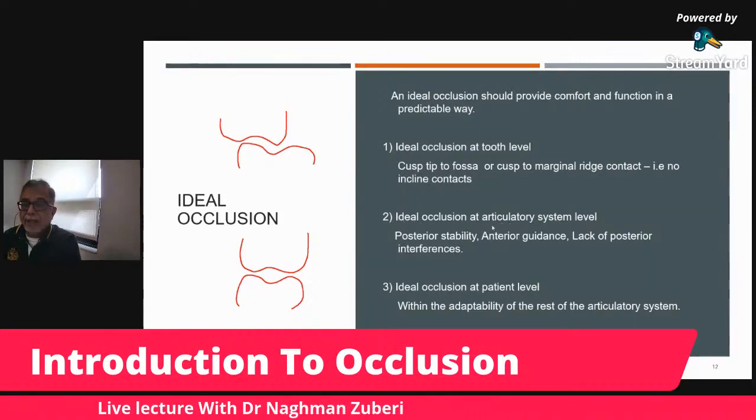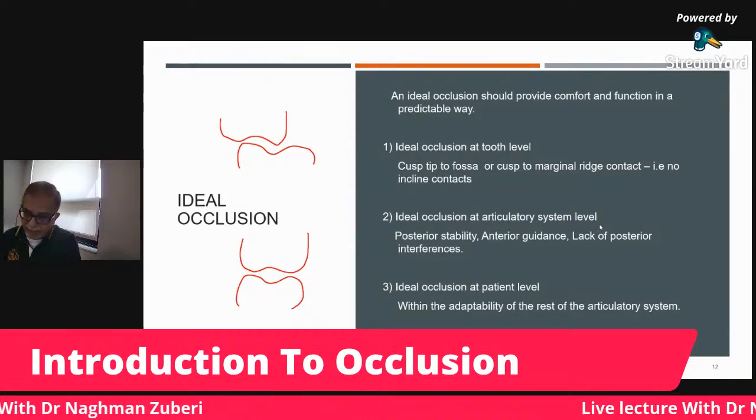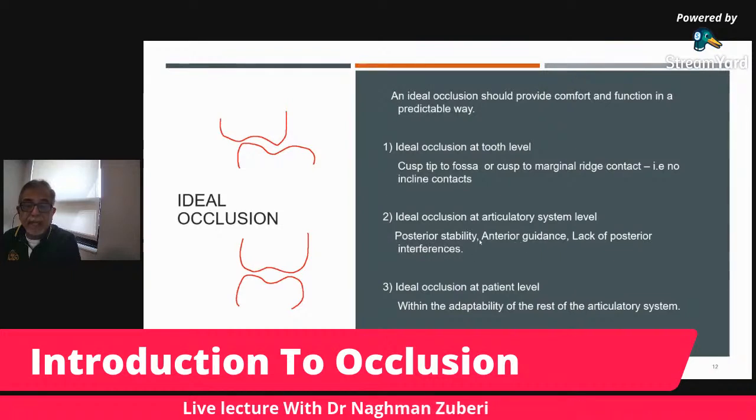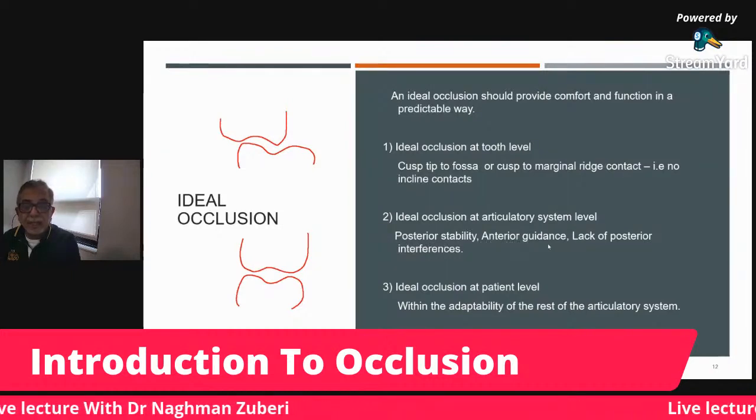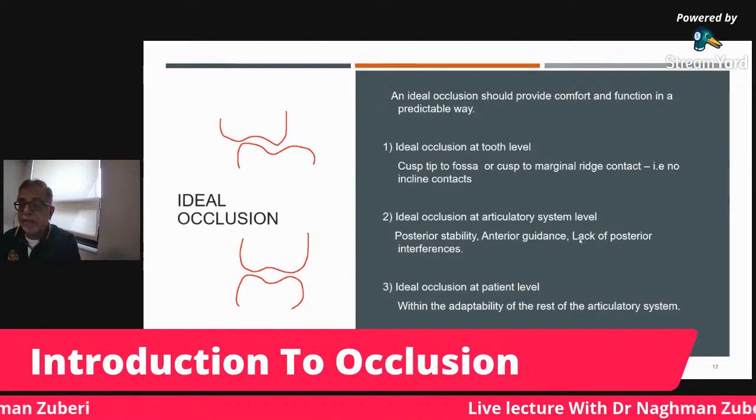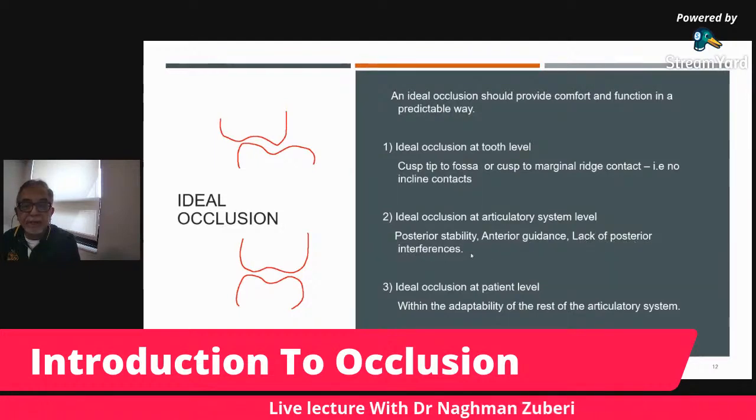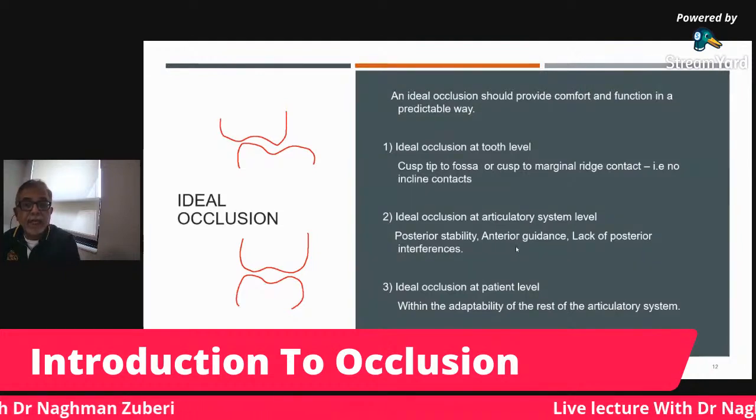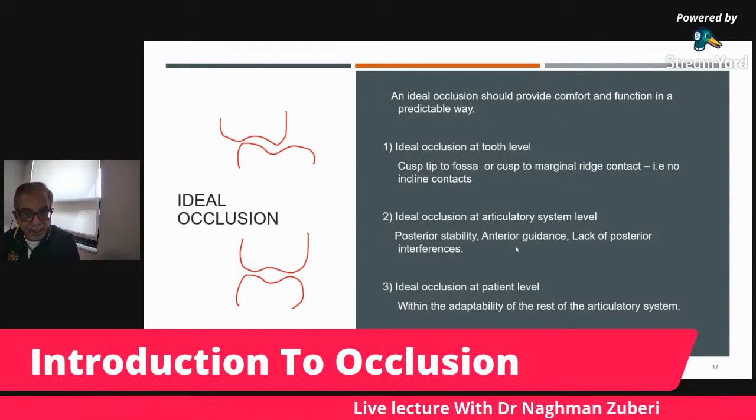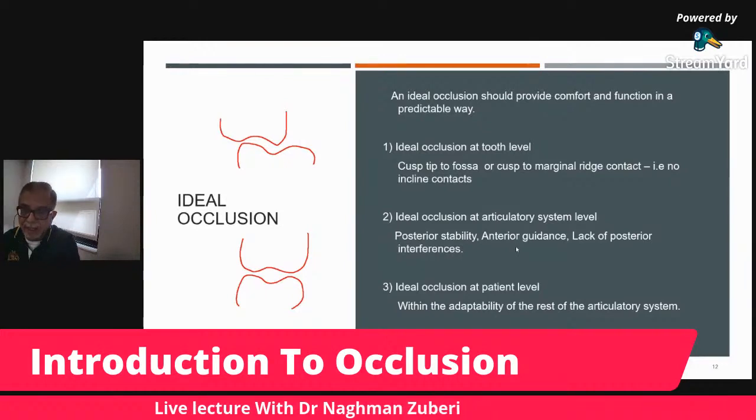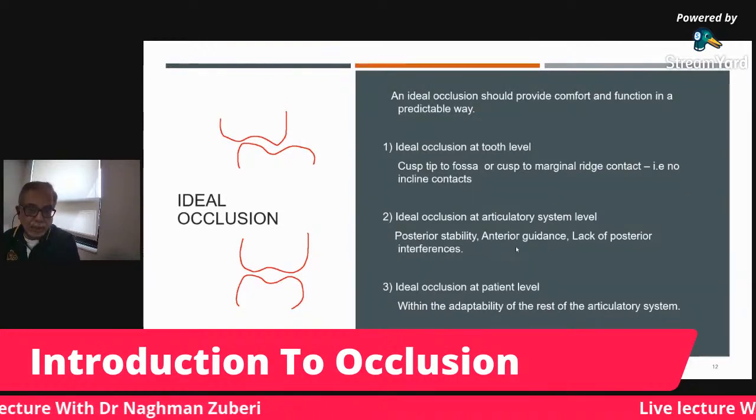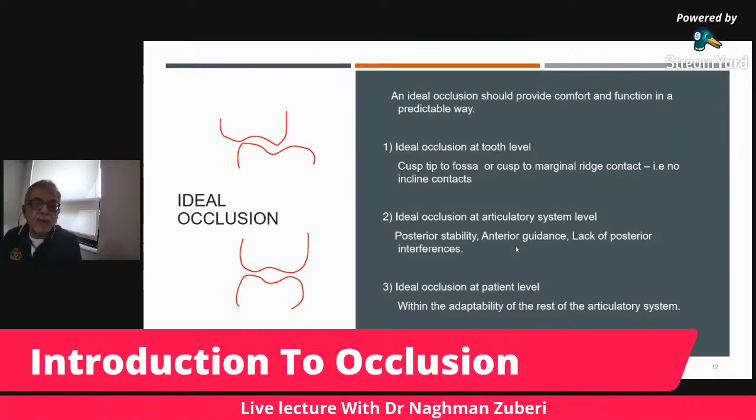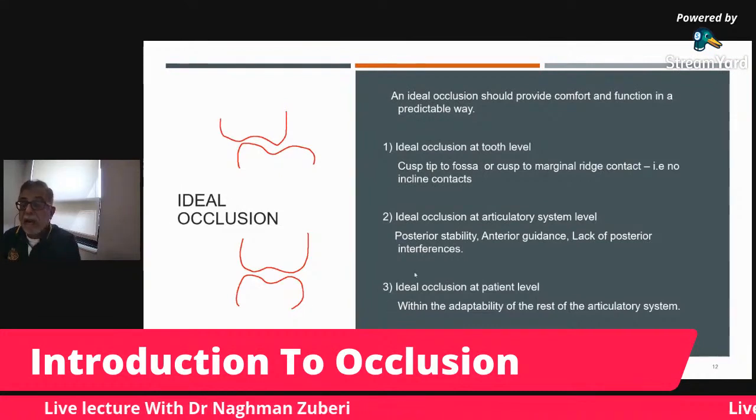Ideal occlusion at the articulatory system level. Here, it should be posterior stability with anterior guidance. It means there will be a lack of posterior interferences when the person brings teeth into an incisal relationship or incisal guidance, where upper and lower incisors are occluding, so posterior teeth should be out of occlusion.